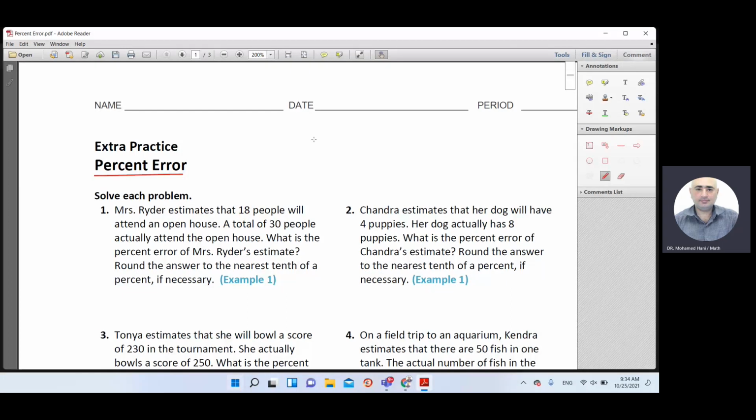Math grade 7. We are in the second module. In the last lesson, lesson 6, percent error. So I want you to write this title, please, in a new page.